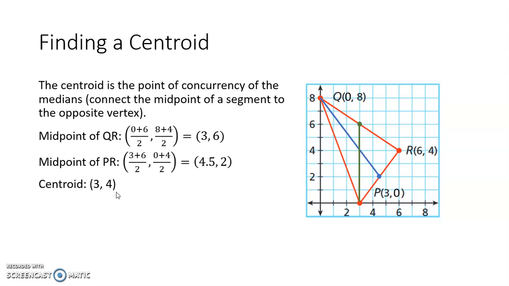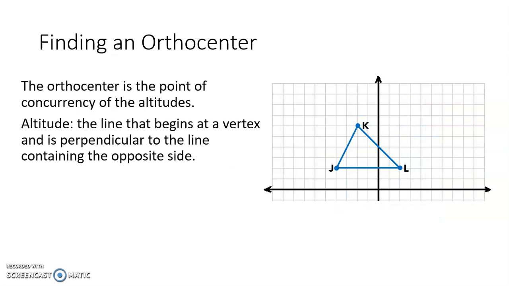Now let's see how to find the orthocenter of a triangle. Please recall the orthocenter is the point of concurrency of the altitudes. And an altitude is the line that begins at a vertex and is going to be perpendicular to the line containing the opposite side. Now notice it says the line containing the opposite side, because altitudes are allowed to go outside the triangle. Now we have an acute triangle, so it's not going to go outside this one, but that wording is very specific, and it's that way for a reason.